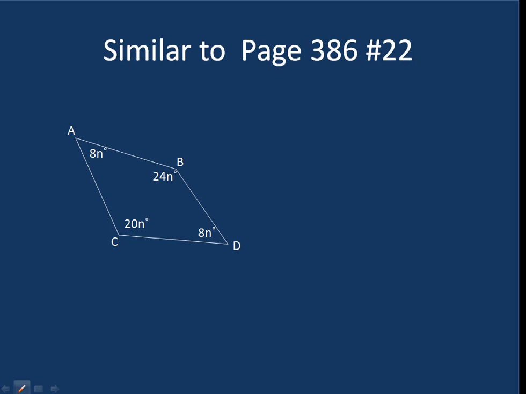So, the first question is number 22 on page 386, and the question asks you to find the individual angles. What I'm going to do is first split this into the two triangles. So we see that this one is 180 and this one is 180. That means that the whole quadrilateral has 360 degrees. So all you have to do is add the individual angles and they add up to 360.